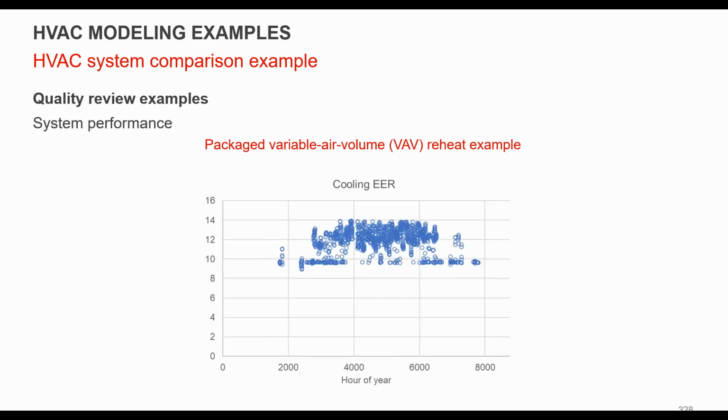Looking at EER is another way to visualize this. This is the same 8760 set of data. At your hottest conditions, whenever those might be, you're operating right around that 10 EER. But you're getting a lot of hours with part load performance and outside air conditions that are less than the design, so you're getting a much higher general operating EER.